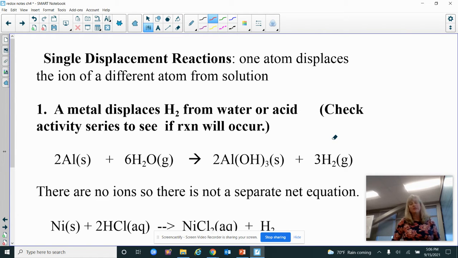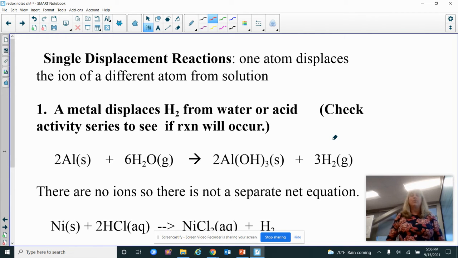And when I say check the activity series to see if this reaction occurs, well, in honors, we had those reactivity series that we could use. In AP, we cannot. But the thing about AP is that they will not give you a reaction that won't occur. So you don't have to check. You just have to recognize what type of reaction it is.